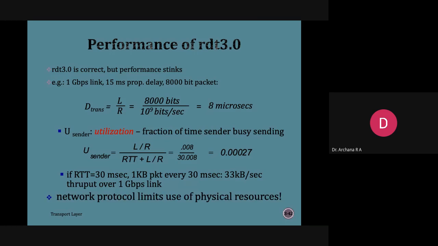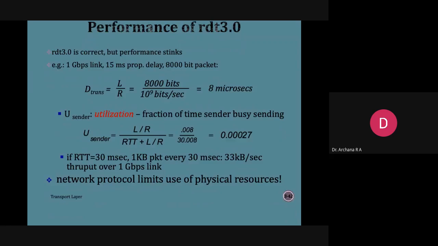So what it says is, the network protocol limits the use of physical resources. Even though a 1 Gbps link is available, only some part of it is being used. This network protocol, RDT 3.0, uses only some part of the physical resources. Out of the 1 Gbps link, it is going to utilize only 267 kilobits per second, and the remaining physical resources reserved for transmitting packets are wasted.